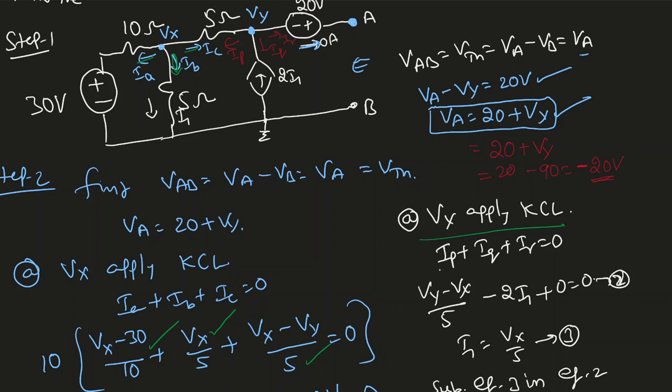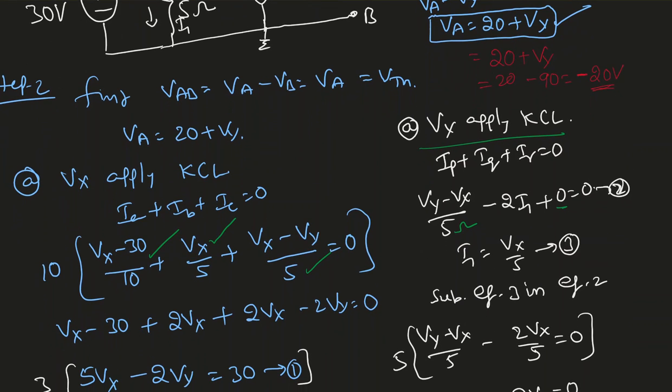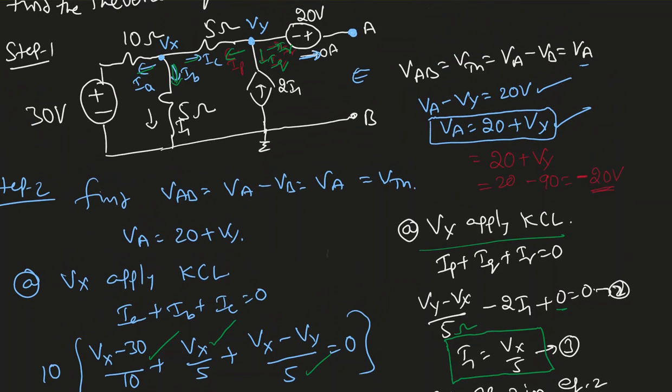If I apply KCL, I have IP, IQ and IR. All three currents are going out. So IP equals Vy minus Vx over 5. IQ equals minus 2I1, and IR equals 0, because as I mentioned, since it's open circuited, there won't be any current passing through it. Now I1 equals Vx over 5.